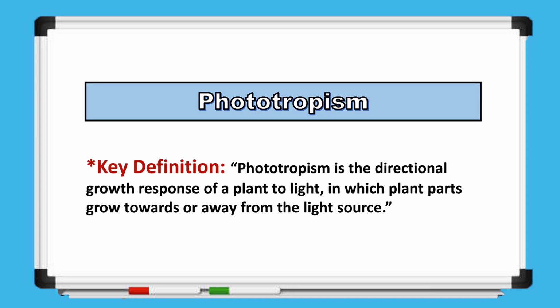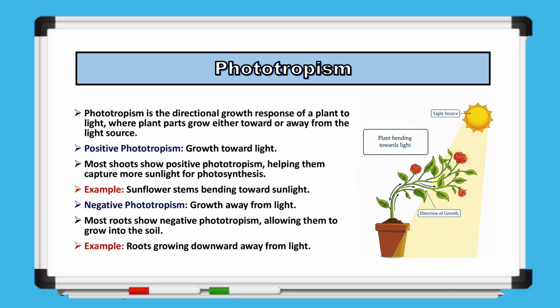Next, we have phototropism, which can be defined as the directional growth response in plants where different plant parts grow either towards or away from a light source. Phototropism is the directional growth response shown by plants in reaction to light. It refers to how certain parts of a plant grow either towards a light source or away from it, allowing the plant to adjust its position according to environmental conditions.